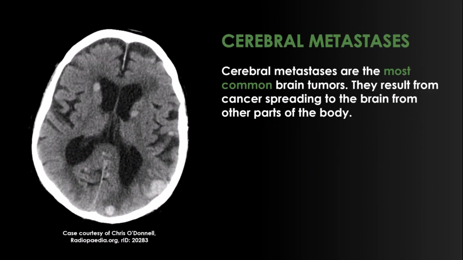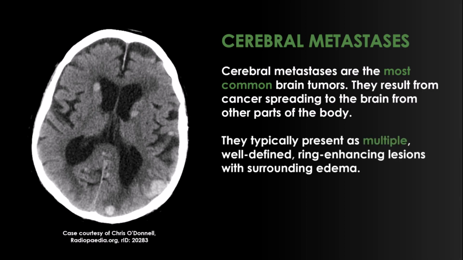The last type of malignant brain tumor is cerebral metastases. Cerebral metastases are the most common brain tumors. They result from cancer spreading to the brain from other parts of the body. Unlike all of the other brain cancers we've discussed so far, these are not primary tumors. They did not originate in the brain. They spread to the brain from a primary cancer that existed somewhere else in the body.